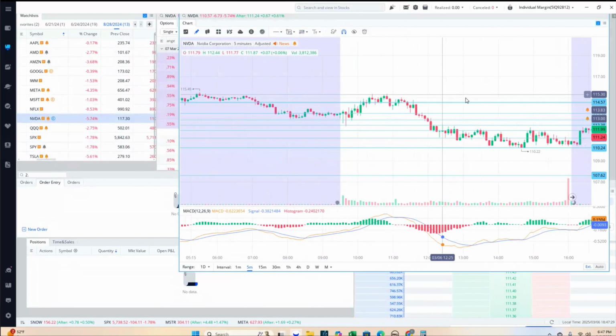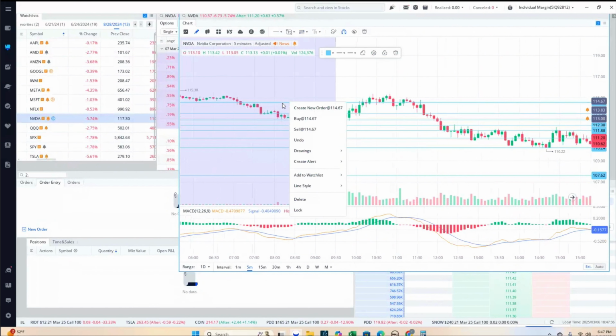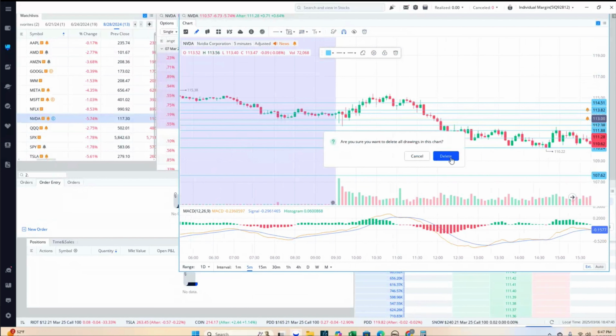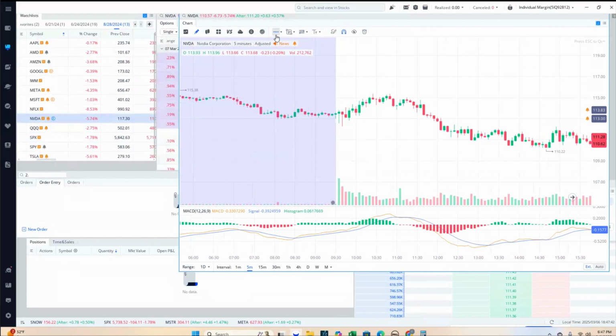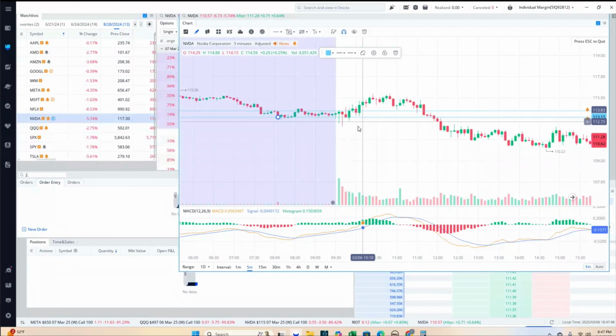Make sense for everybody? And as you see, right, every day we don't get a good one. So you can still mark it and still use it, right? Let me delete all my levels. You can still mark that candle, right?